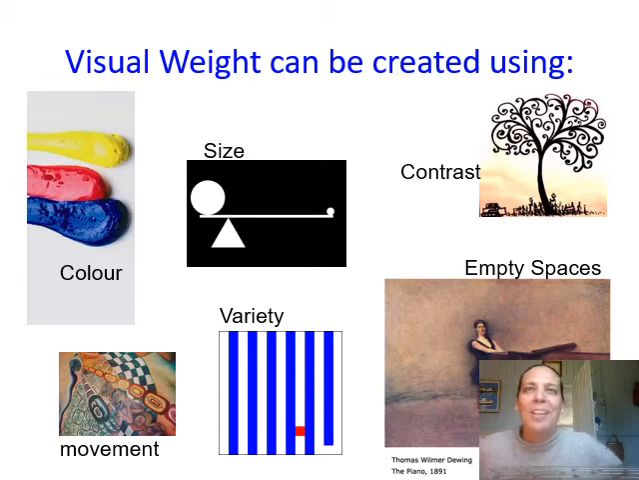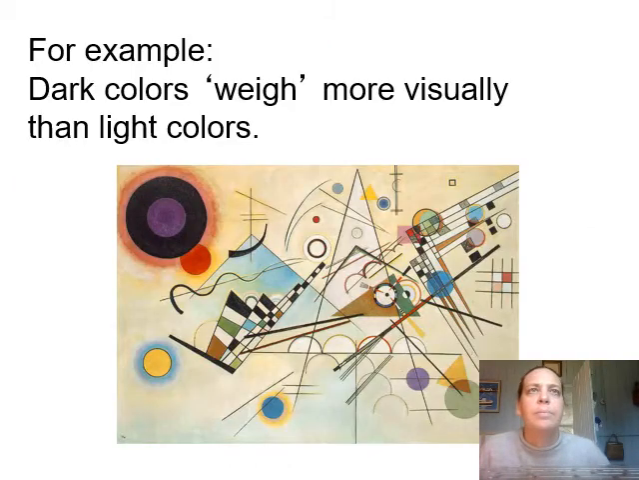So we can create visual weight all sorts of ways by using color, by using movement, lines that guide our eye towards something, the size of something, by variety. If one thing is not like the others, that creates interest, emphasis, and weight. Empty space creates a lot of weight in the positive space, as we see with this man playing piano in the bottom corner. And contrast can also create strong visual weight. I already said this, dark colors weigh way more visually than light colors.